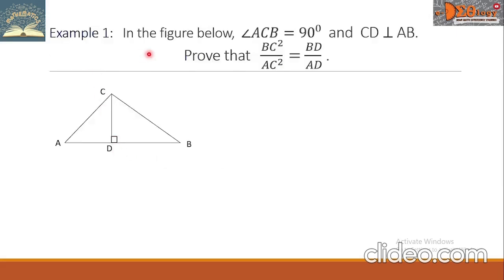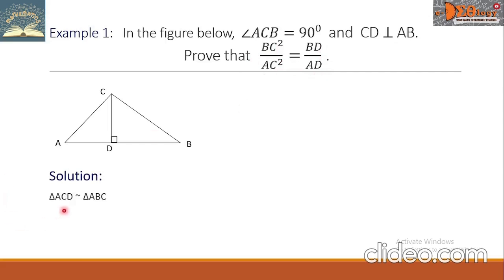Example 1. In the figure below, the angle ACB, this is the angle here, equals 90 degrees. And the line segment CD is perpendicular to the side AB. Prove that the square of the side BC over the square of the side AC equals BD over AD.